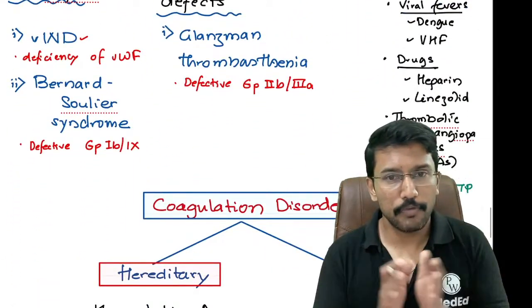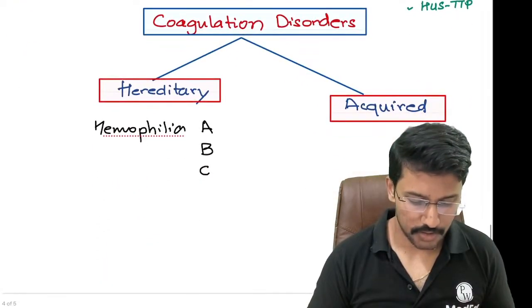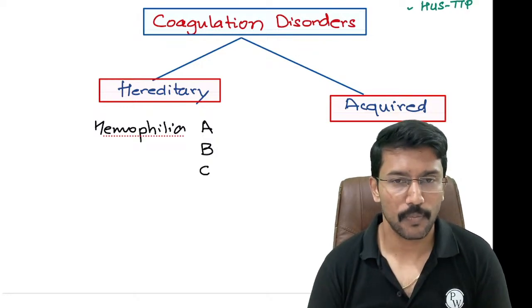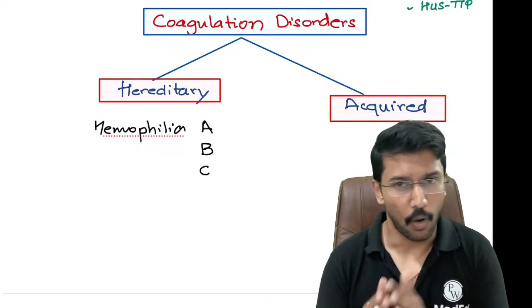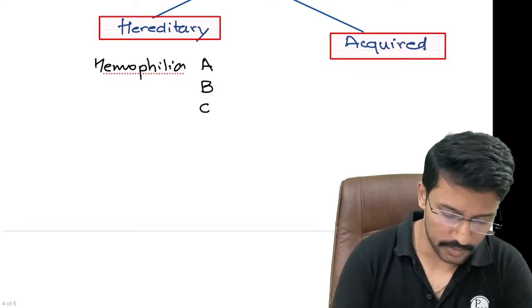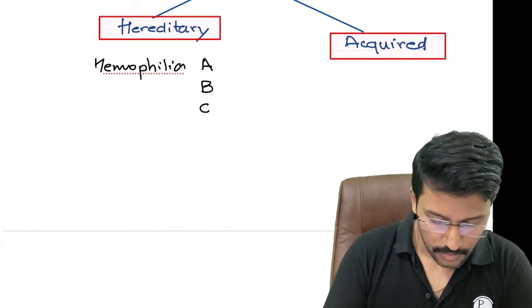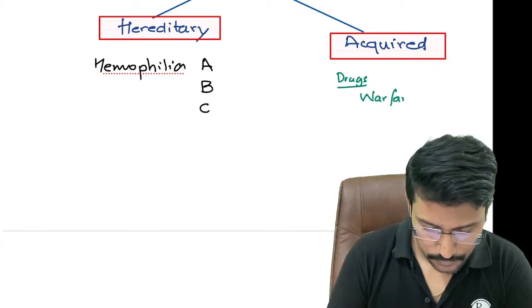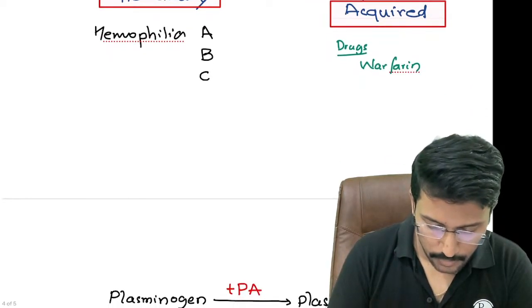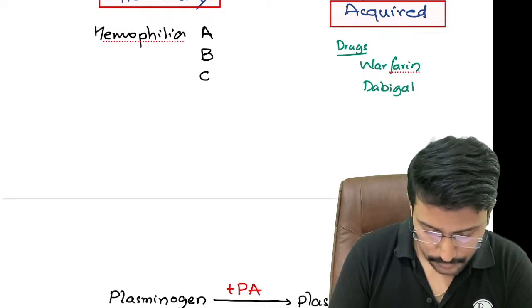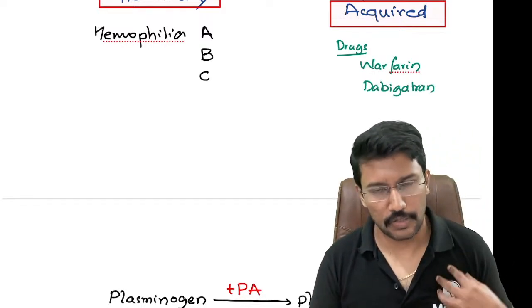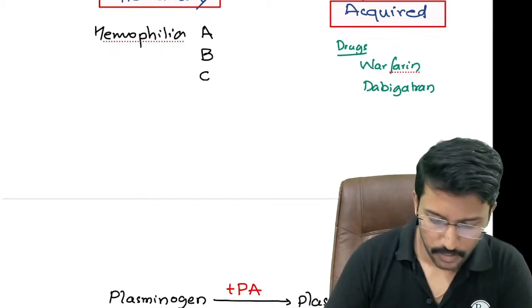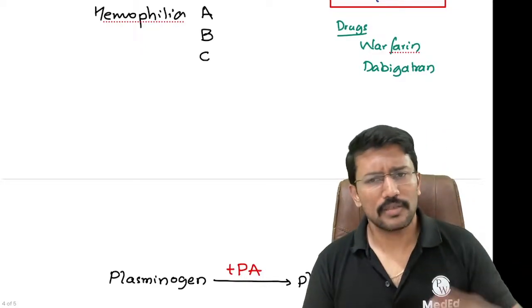Okay, so that is a brief on platelet disorders. Just a quick take on the coagulation disorders. Coagulation disorders mean the defect is in the coagulation cascade. This also can be either hereditary or acquired. When we talk about acquired, it is most likely caused by drugs, as we just learned, like warfarin and dabigatran. These are all anticoagulants. We use them for therapeutic purposes, but if you overdose, they will cause a tendency to bleed.